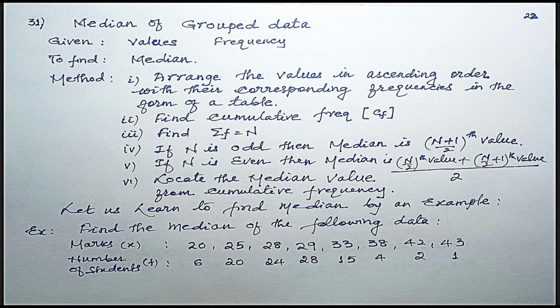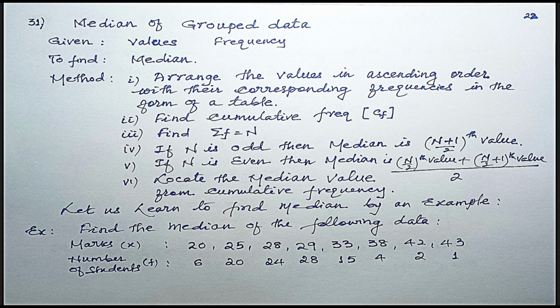Find the cumulative frequency. This is very important. You have to know how to find the cumulative frequency. We'll understand it when I take up an example. Now find the summation of f, that is the n. Summation of f is n, that is the sum of frequencies. Please understand here, if n is odd, then median is (n plus 1) by 2th value. If n is even, then median is n by 2th value plus (n by 2 plus 1)th value divided by 2. So locate the median value from the cumulative frequency column and further locate the value of median.